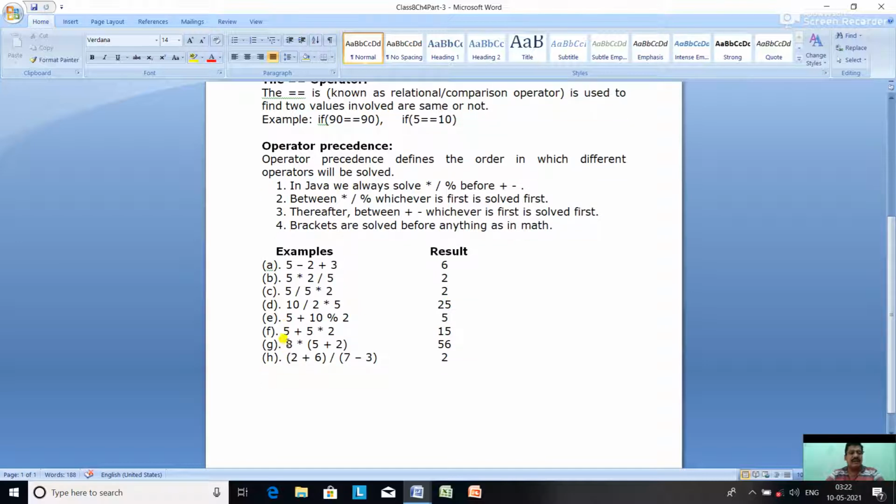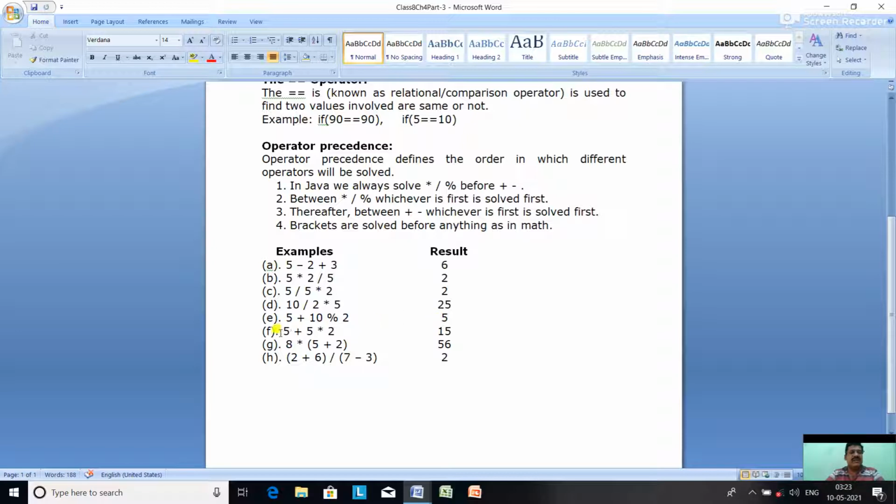Now see the next one. It is different. We have a plus operator and a modulus operator. So according to the rule, which has more priority? The modulus has more priority. First, 10 modulus 2 will be evaluated, and then plus 5 will be done. When you divide 10 by 2, what is the remainder? The remainder is 0. Then 0 plus 5 is 5. So what will be the output? The result will be 5. Understood?